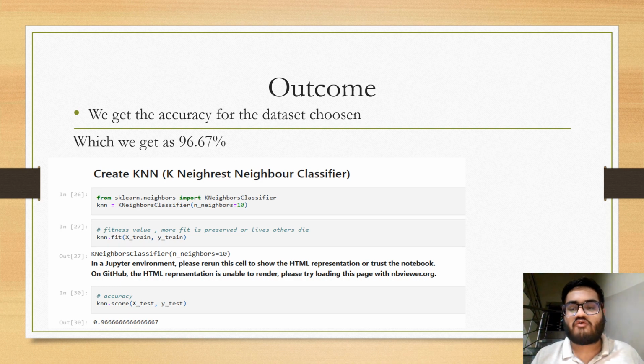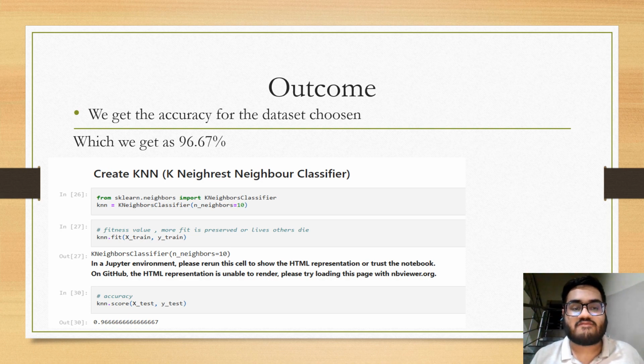Now the outcome for the machine learning algorithm that we have chosen, using the dataset we have chosen from Kaggle or the sklearn website, is 96.967, which is our accuracy. So here is the Python code in Jupyter Notebook on how to get the accuracy.